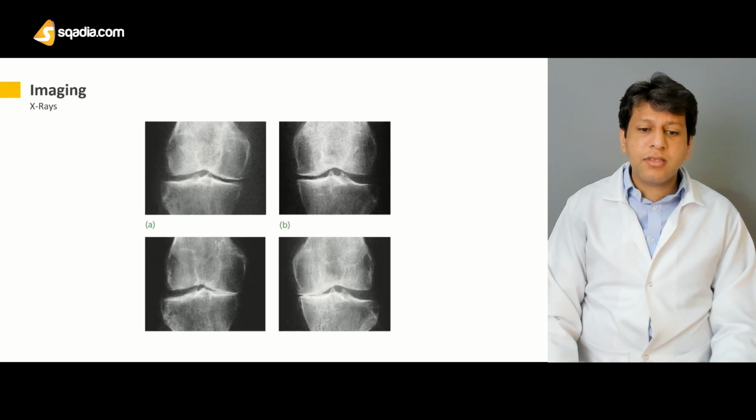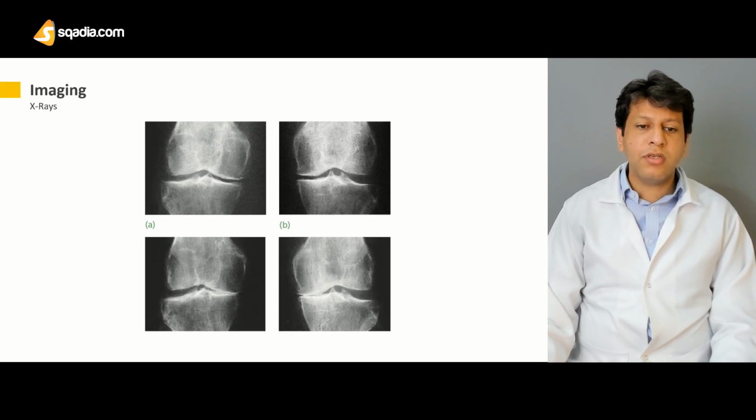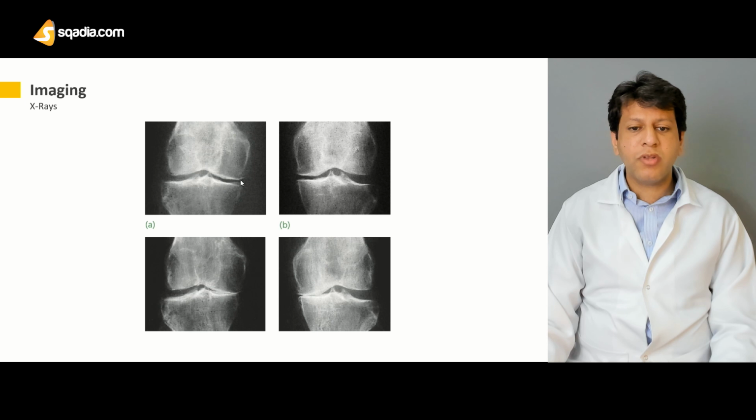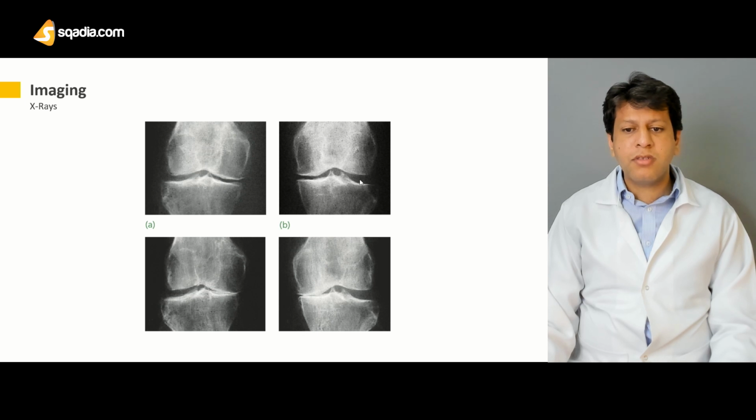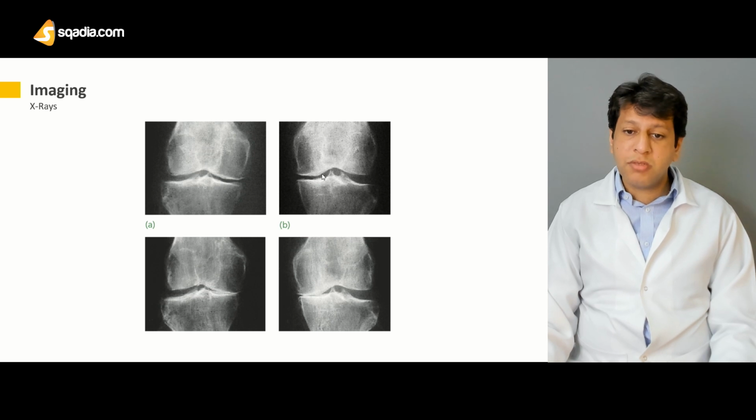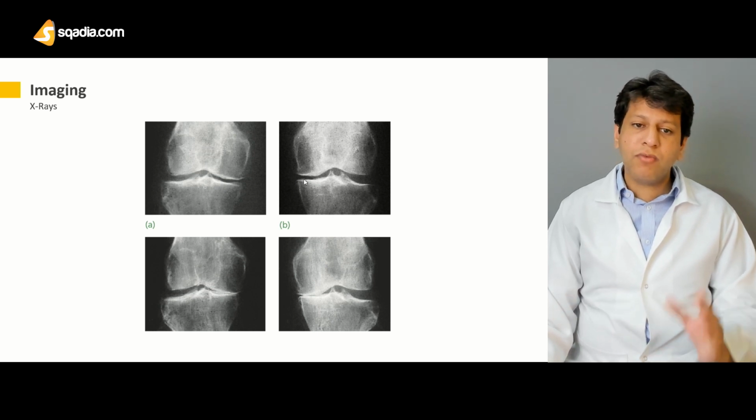Then when we get an x-ray, this is the kind of picture you see. Again, if you see, there is no marked joint space narrowing, there is very little reactive change, and probably no osteophyte formation. But if you compare this side with this, you can appreciate there is definitely some joint space narrowing, and from grade 0 probably this has progressed to grade 1.